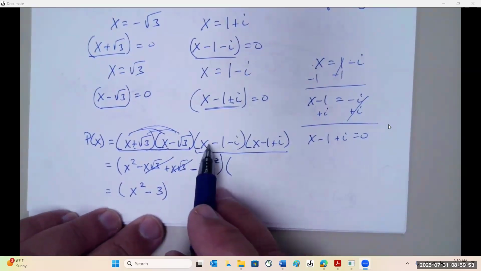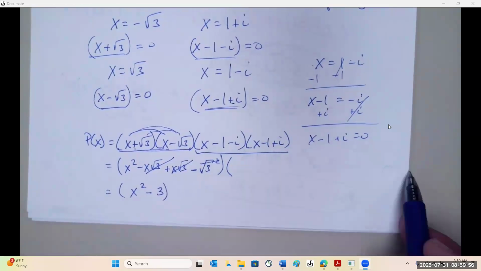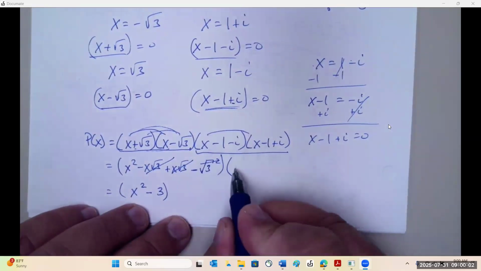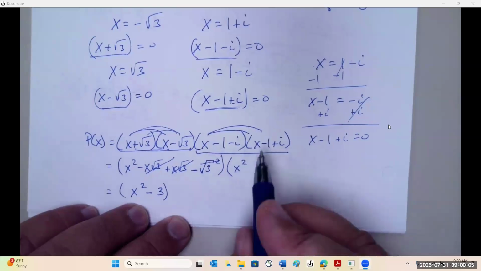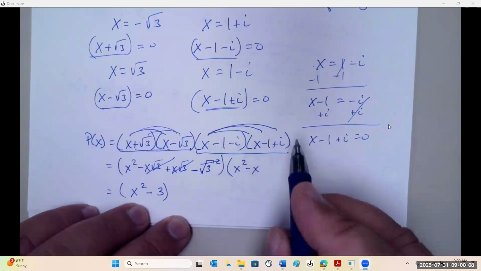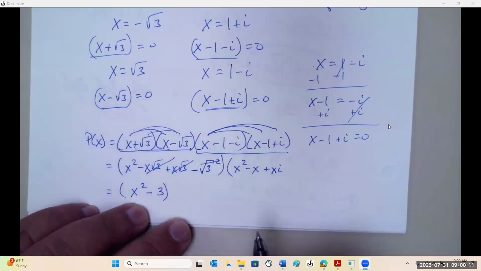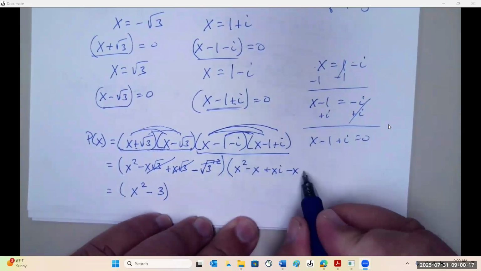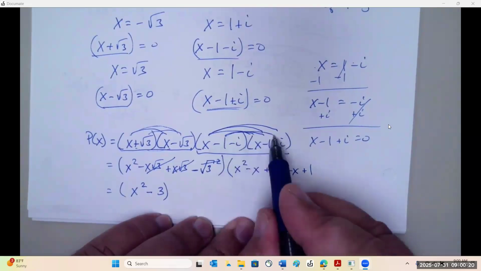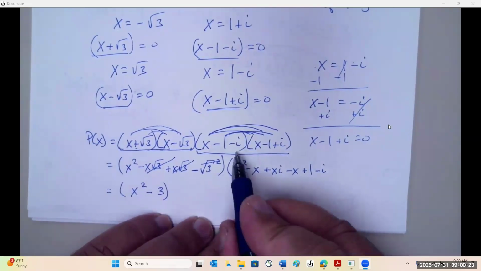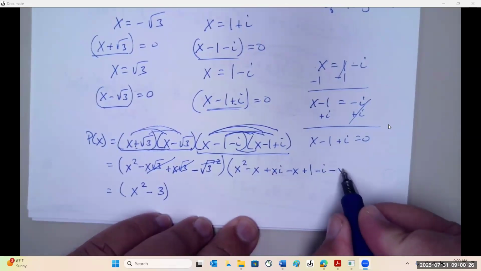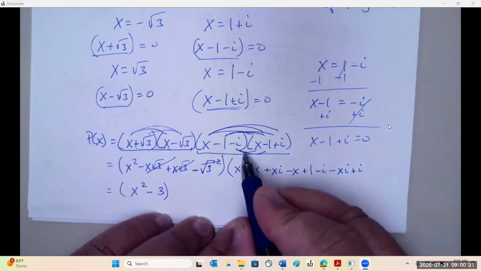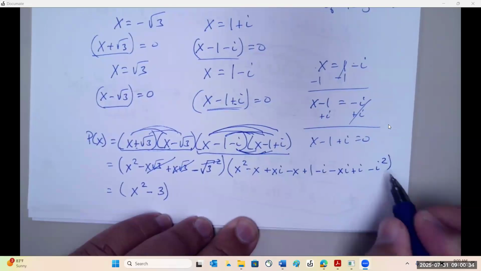Now the next one, since we have 3 here and 3 here, this next one's going to have 9 terms before we simplify it. x times x is x squared. Negative x, plus xi. Negative 1 times x is negative x. Negative 1 times negative 1 is a positive 1. Negative 1 times i is negative i. Negative i times x is negative xi. Negative times negative makes a positive i. Negative i squared.